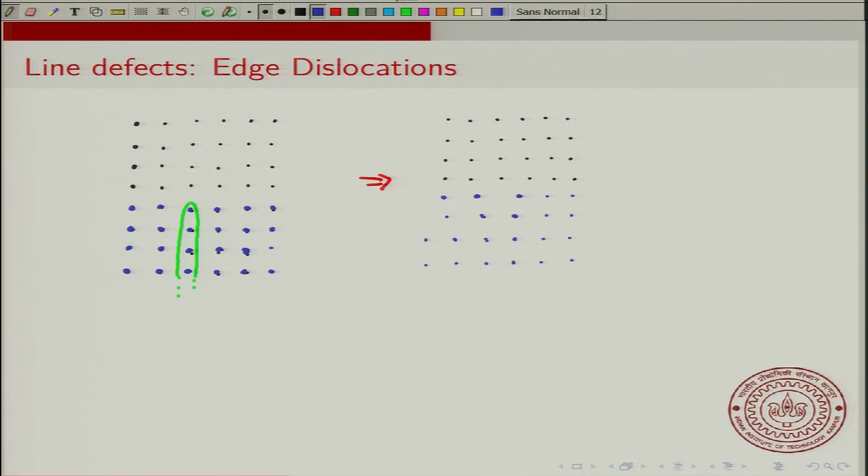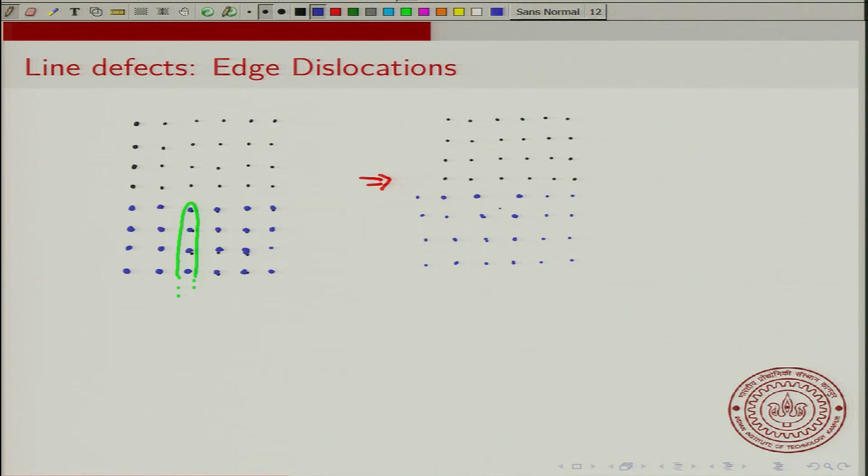And now if you put this extra plane, you will see something like this. Okay. So if you put the same number of atoms, you will see something like this. So this is the half plane of atoms that we had taken out. So you take out a half plane of atoms and then you rejoin the crystal. Okay. So this is called an edge dislocation.